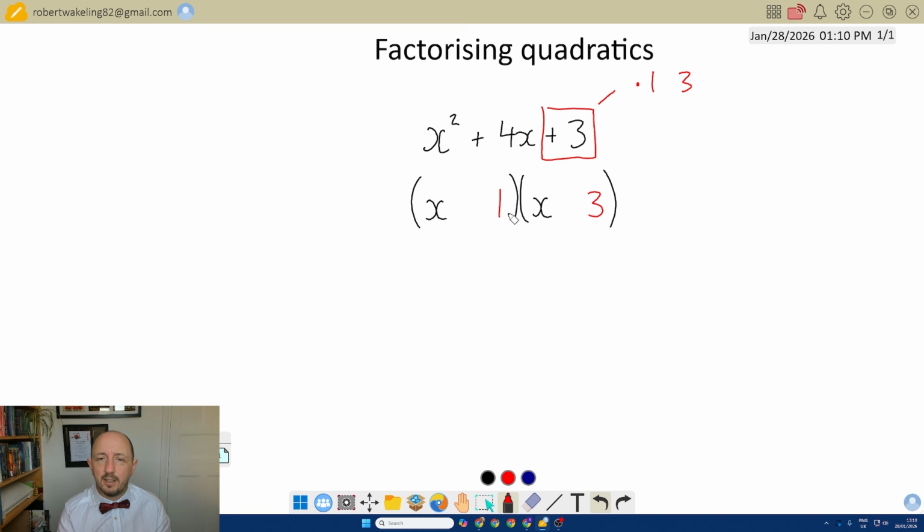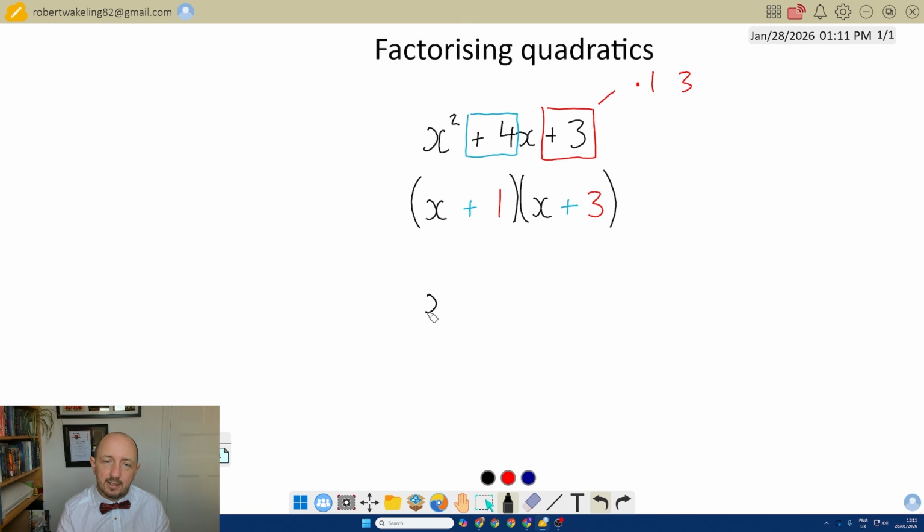And now we've got 1 and 3, we ask ourselves the second question: how do we make this number, the number that's in front of the x? In this case, positive 4. To make 4 from 1 and 3, we need positive 1 and positive 3 added together. So plus 1 plus 3 will give us 4.